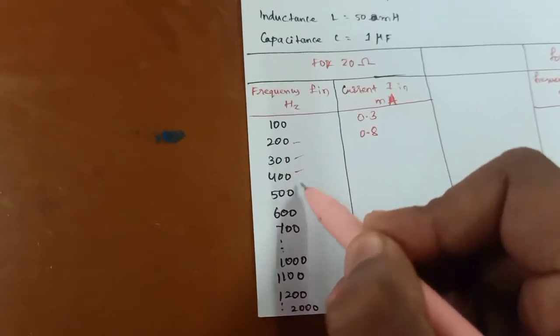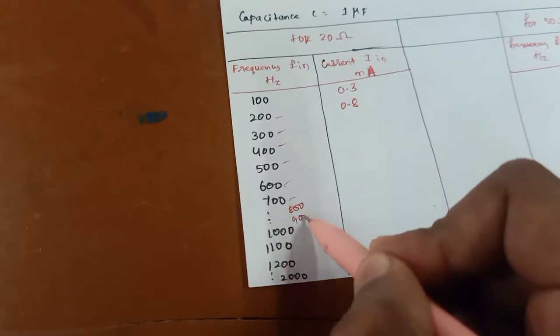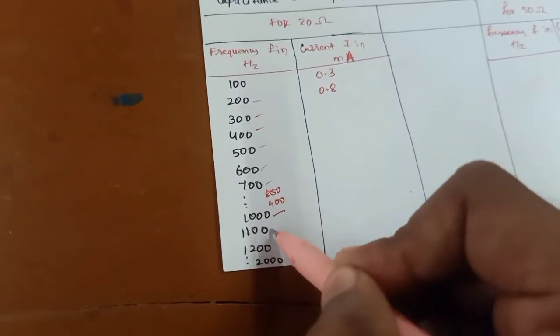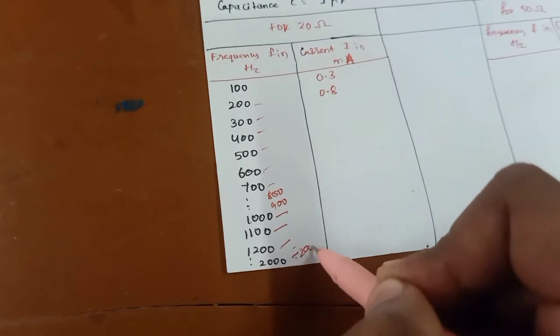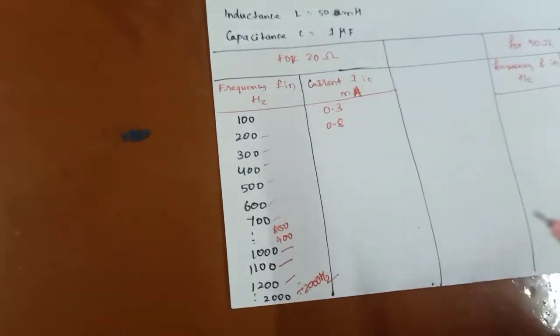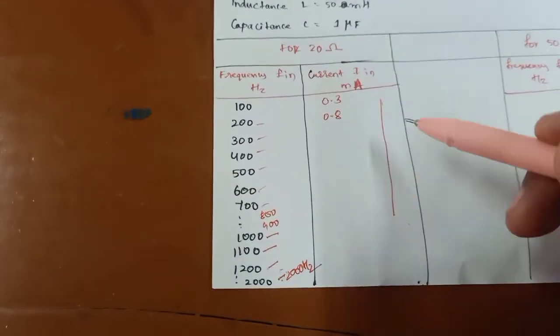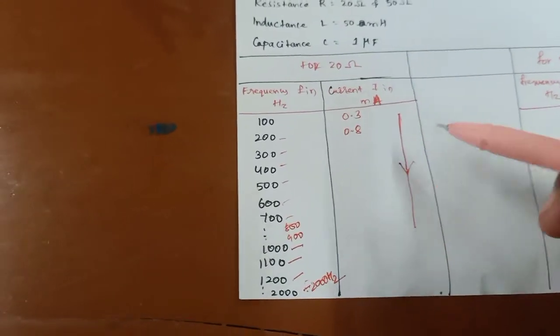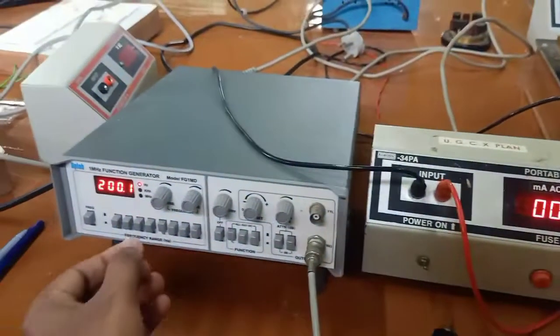Go on increasing: 100, 200, 300, 400, 500, 600, 700, 800, 900, 1000, 1100, 1200, 1300, 1400, up to 2000 hertz. Then note down the currents; as the frequency increases, the current will gradually increase, peaking around 700 hertz. I will show you for the 700 hertz.